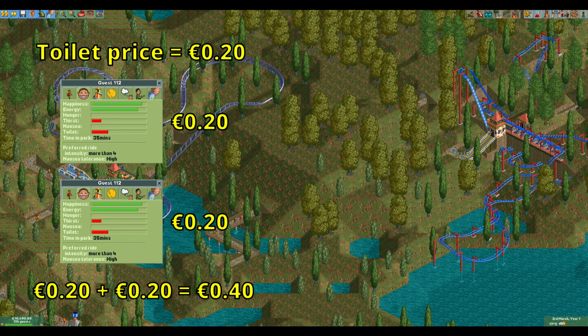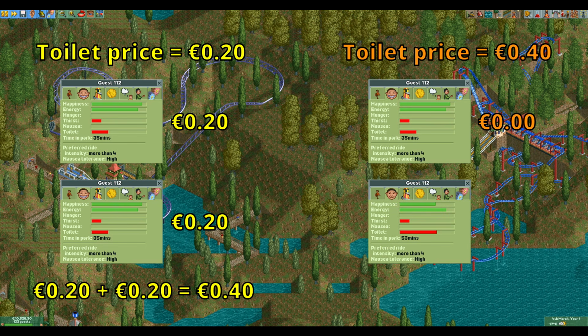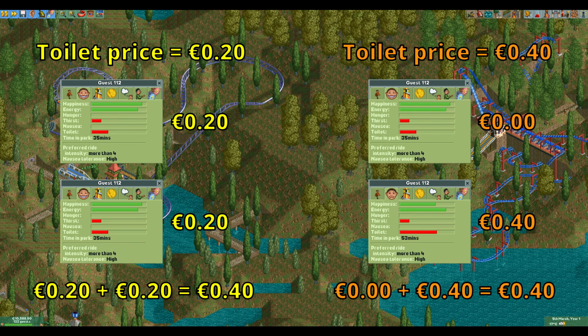Now let's say that we charge 40 cents instead. This time the guest won't go the first time, so the toilet value stays at 80. After the same while it has increased from 80 to 160. Now the guest will pay and we have still made 40 cents in the same time span. The reason we make more when we charge 40 cents and not the same is that we don't undercharge guests who need to go quite badly anymore.